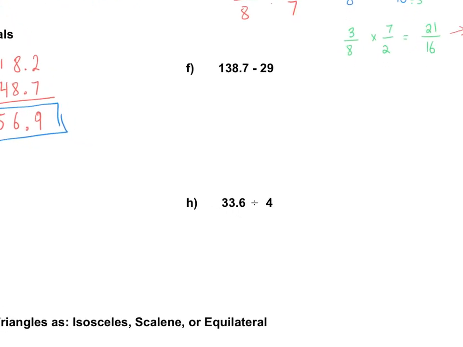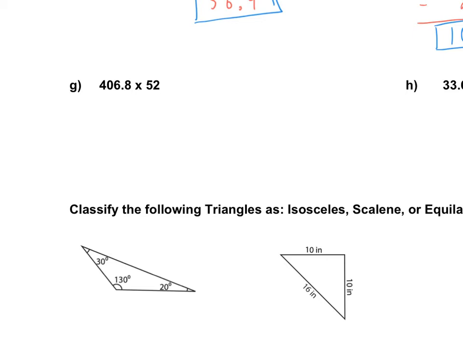Let me line up those decimals. 29 is a whole number, so the decimal goes at the end. I'm going to go ahead and subtract now. Line up that decimal, and we get 109 7/10. Always remember to show your work.